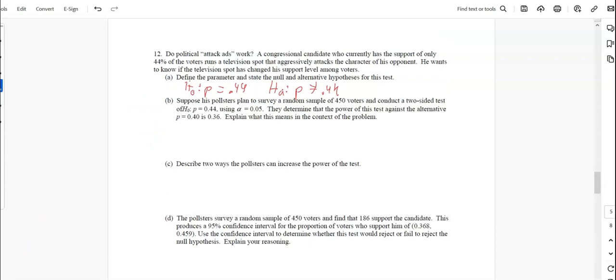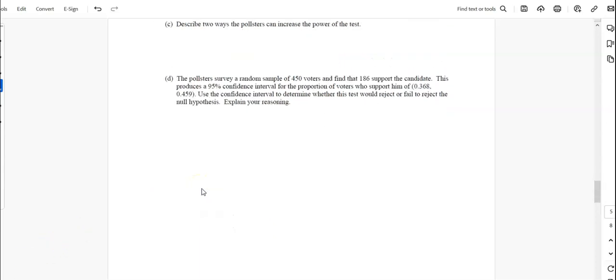Okay, so power equals 0.36. You want to start with something like, given that the null is true. So given that the true proportion is 44%, there is a 36% chance that the alternate is true. In other words, that he is actually not equal to 44%. So this is how they said it for part B.